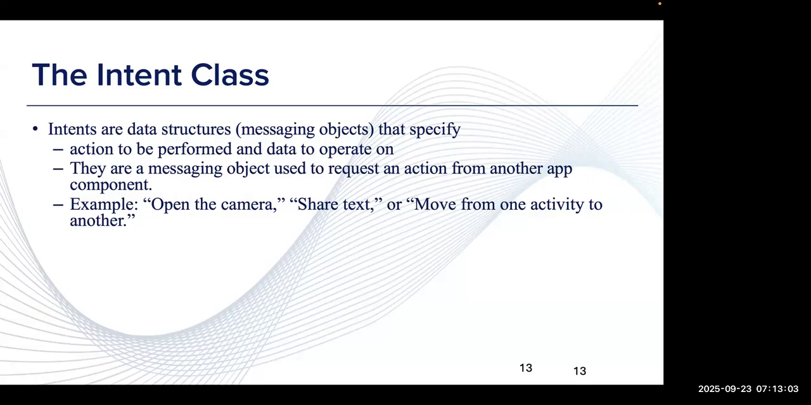Another way in which we can use the intent class would be to open the camera, to share text, and again, to move from one activity to another. This is what we're going to be doing: switching from the main activity class to the heart rate activity. So that's the key here. The intent class is what we're going to be using.